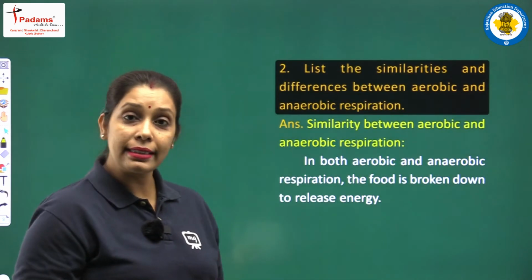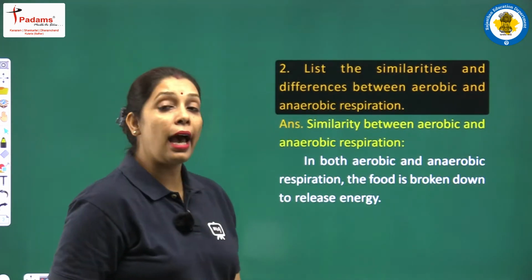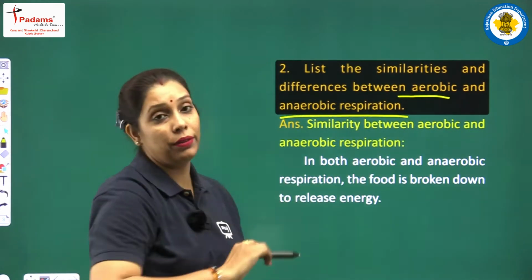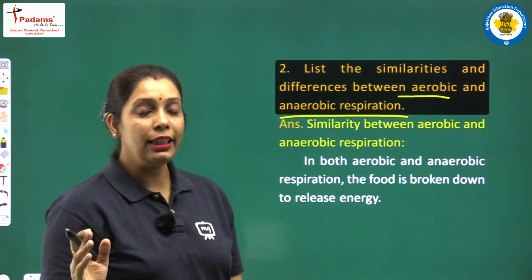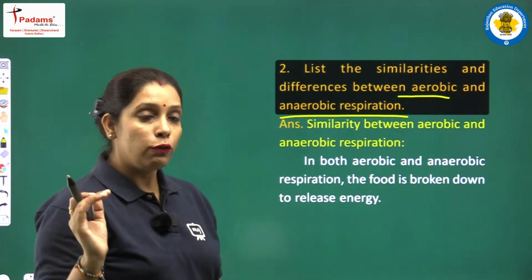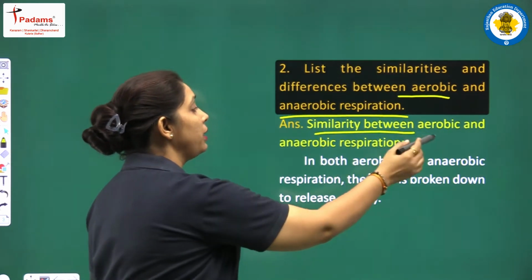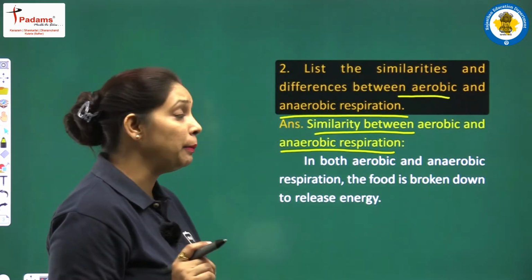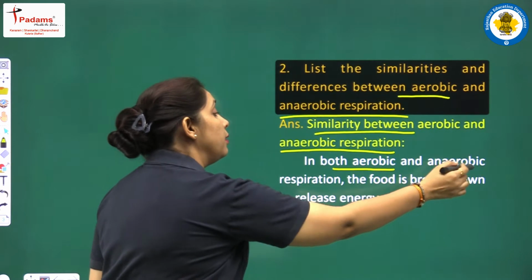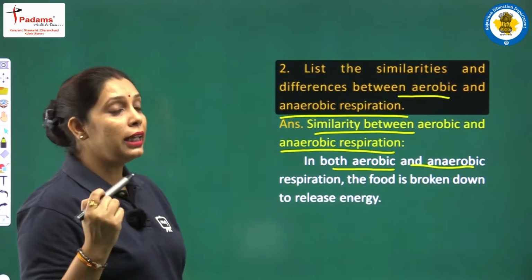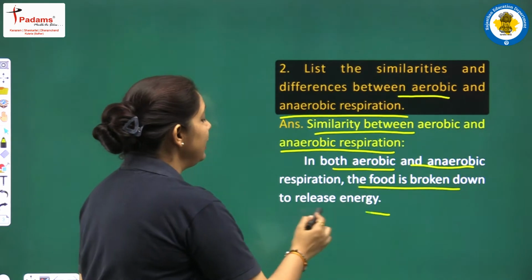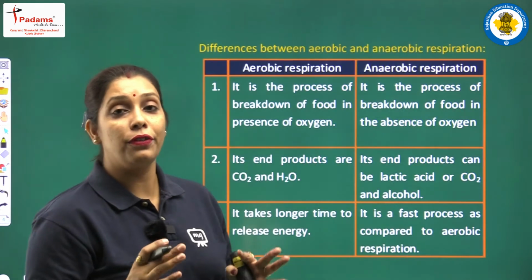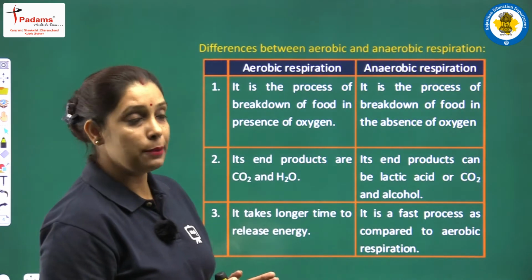Our next question is, class, list the similarities and differences between aerobic and anaerobic respiration. हमें similarities भी लिखनी है और differences भी लिखने हैं. First, we will write similarities between aerobic and anaerobic respiration. और दोनों में क्या similarity है? In both aerobic and anaerobic respiration, the food is broken down to release energy. Finally, okay? And now we will write the differences between both types of respiration.